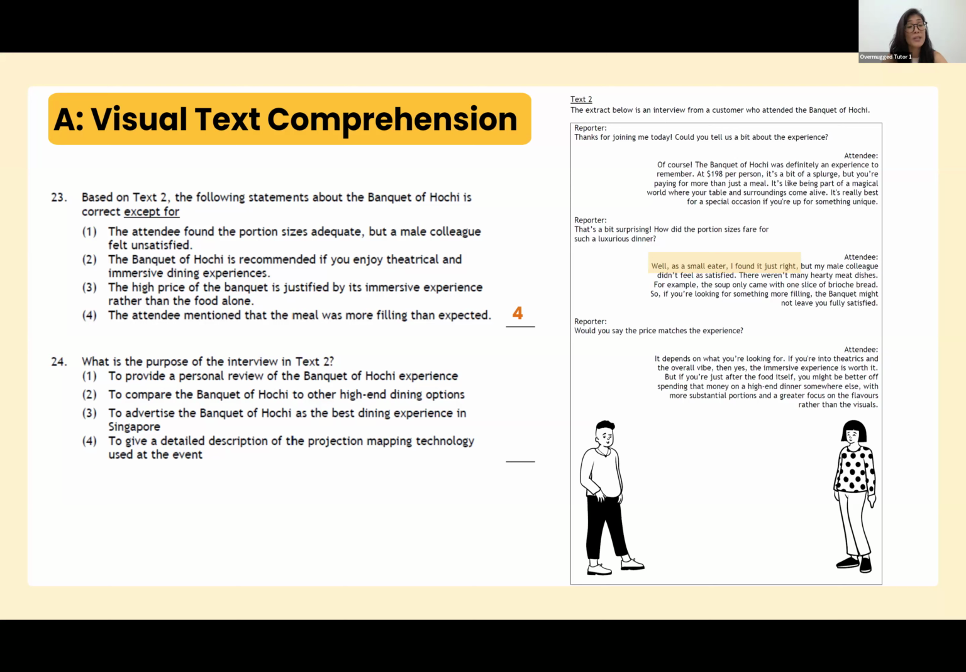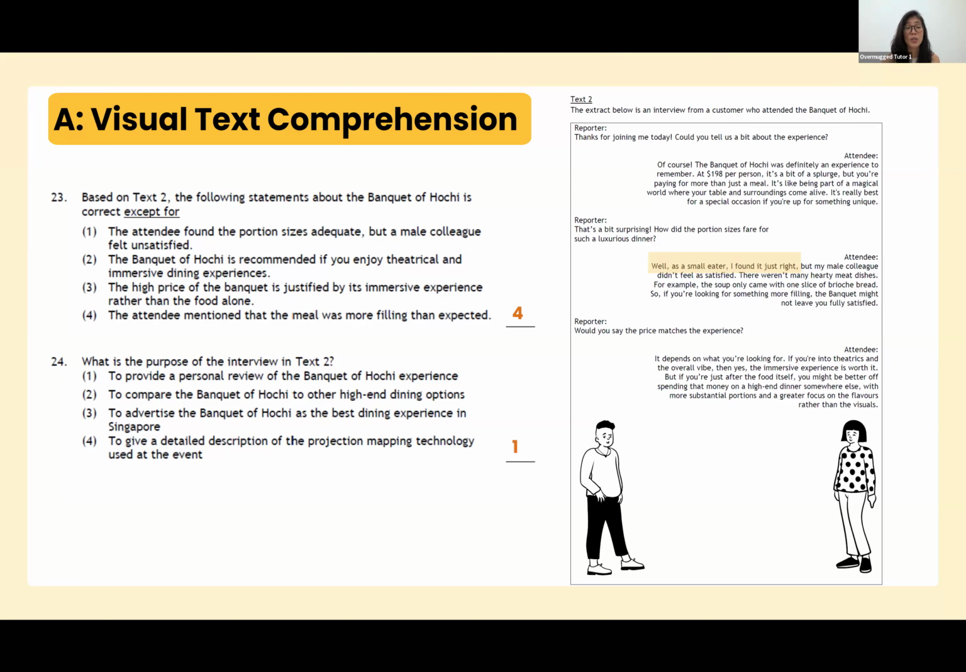Question 24, what is the purpose of the interview in text 2? Now, if you look carefully at all the given options, the only one that is most suitable for this answer is actually option 1, because the attendee is giving a personal review of her experience. Okay, it's not to compare, neither is it to advertise.